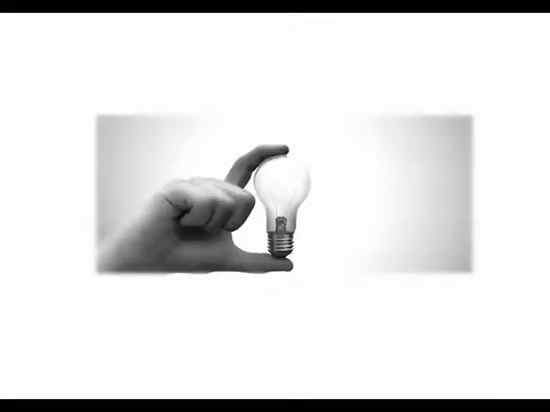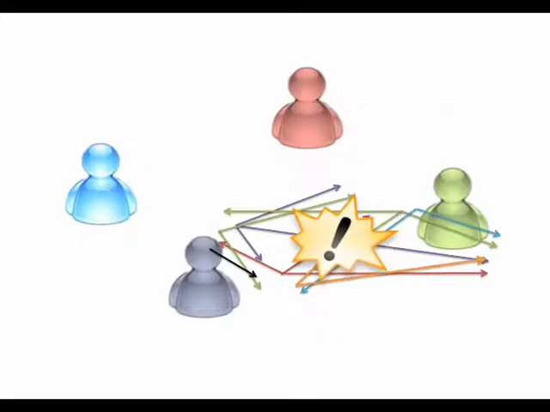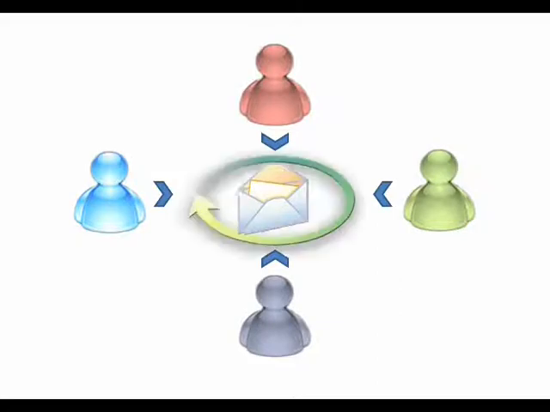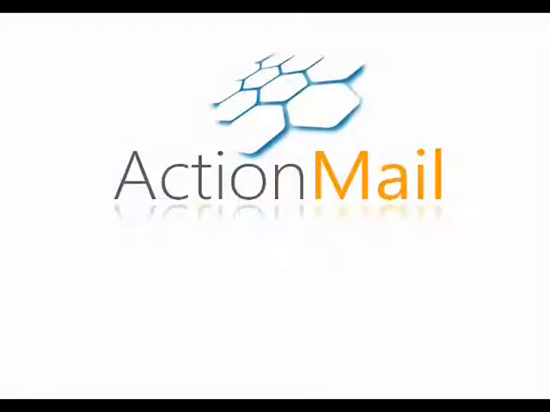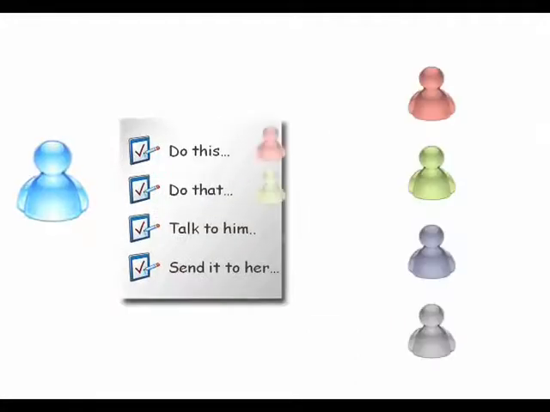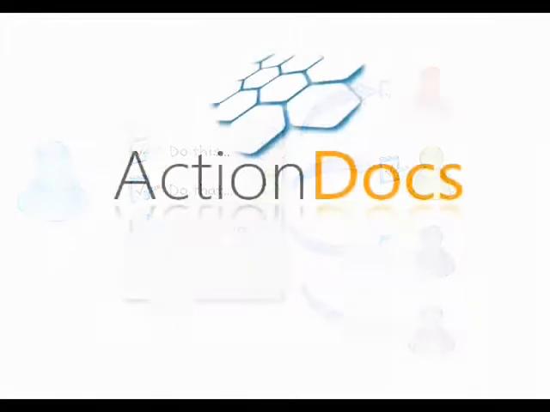But there is a better way, and it means saying goodbye to the old mess of managing by email. Here's the basic idea. Instead of emailing one another, let's turn it around. See how we can all work together on the same email. We call this Action Mail. And instead of attaching a plain document with lists of action items, let's assign action items directly from within the documents. We call these documents Action Docs.